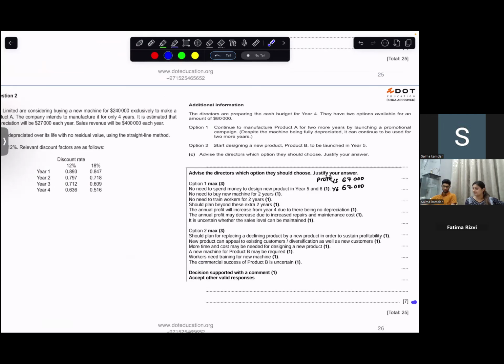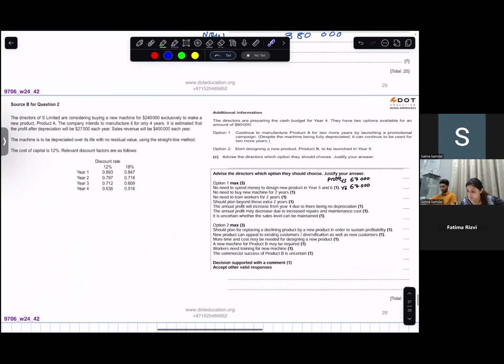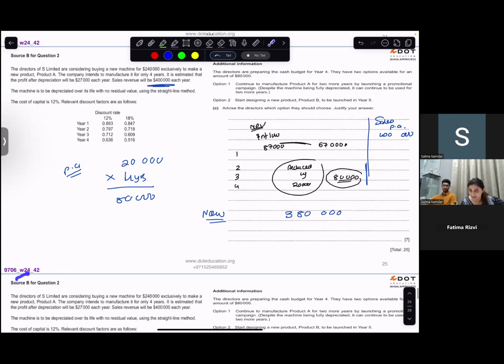See, it's for 7 marks. So you have to give 3 points for option 1, 3 points for option 2, and then the advice. So I suggest that they should extend the production for 2 more years as it has more benefits and less uncertainties. That's my suggestion. You can use your suggestion. So with this, we complete the October-November 24 paper 42 Section B question number 2.